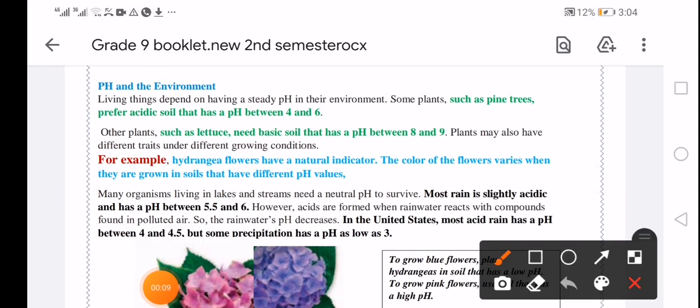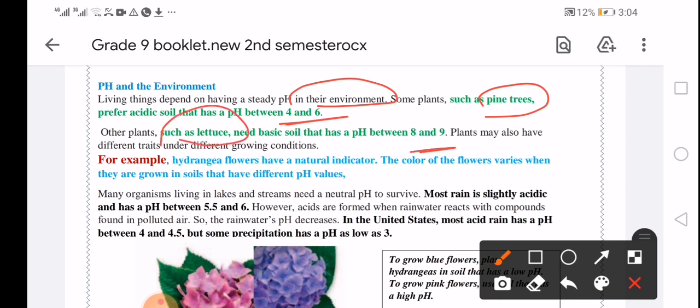pH and the environment. Living things depend on having a steady pH in their environment. So living things, whether plant or animal, depend on the pH of the environment. Some plants, such as the pine tree, prefer acidic soil that has a pH between 4 and 6. Other plants can live in basic soil, like lettuce, which needs a basic soil that has a pH between 8 and 9.